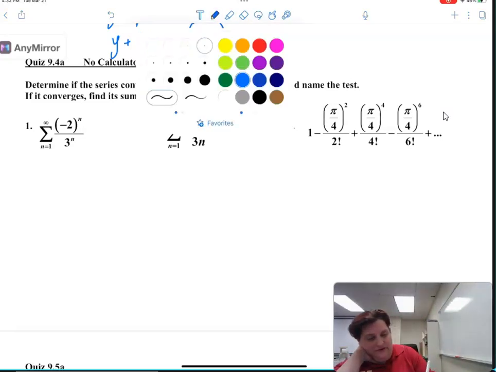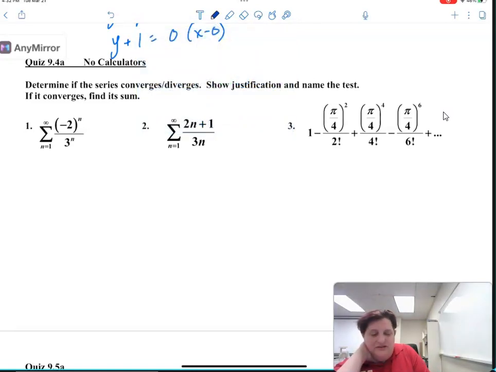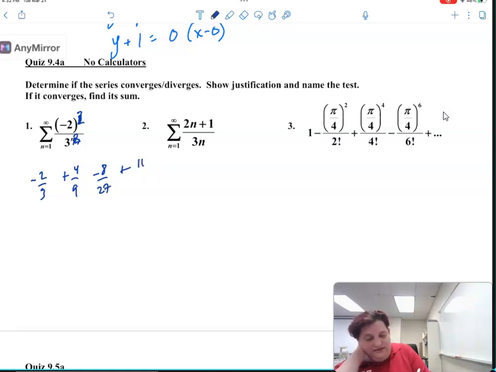Okay, for this first one here, I'm going to list a few terms. If I start at 1, I get negative 2/3. If I go to 2, I get positive 4/9. If I go to 3, I get negative 8/27. If I go to 4, I get positive 16/81. Okay?